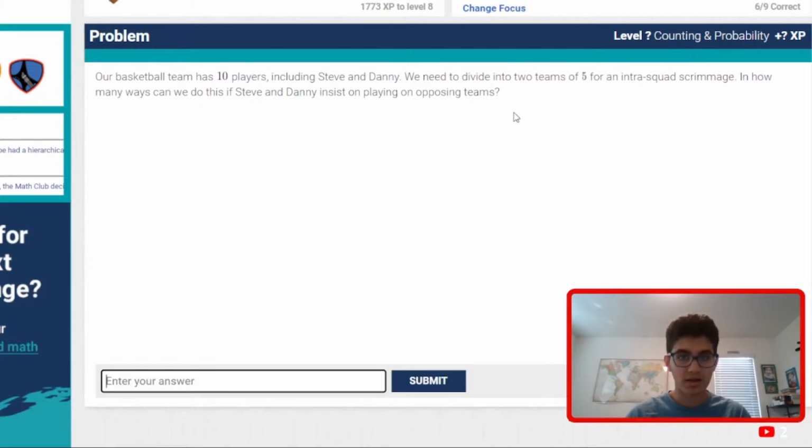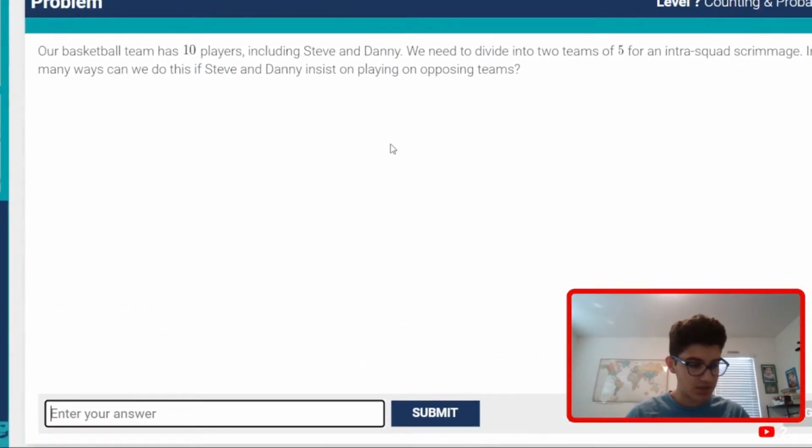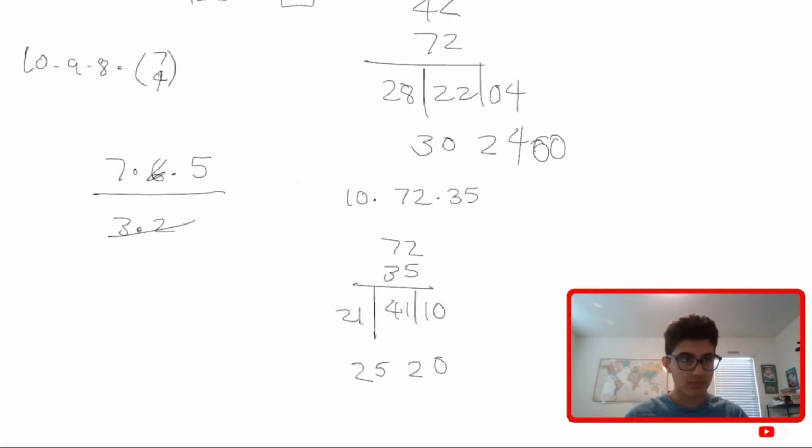So Steve and Danny have to be on opposite teams. That's already given. Besides that, each team has four people. So we can just put Steve on one team and Danny on the other. Then we know that it's going to be 8 choose 4, right? So 8 choose 4.